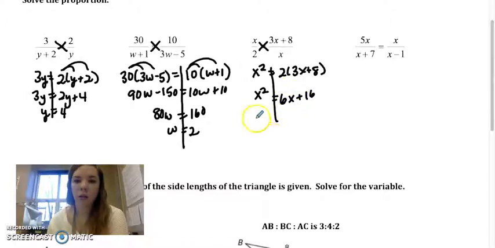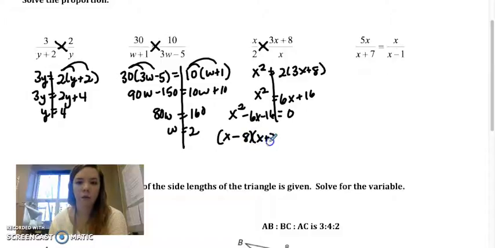Okay, so this one, it looks like we're going to have to factor it because it's a quadratic. So I moved everything over to the left. And then I want factors of negative 16 that add to negative 6. So I think that would be negative 8 and positive 2, which makes x positive 8 and negative 2. So this has 2 answers.